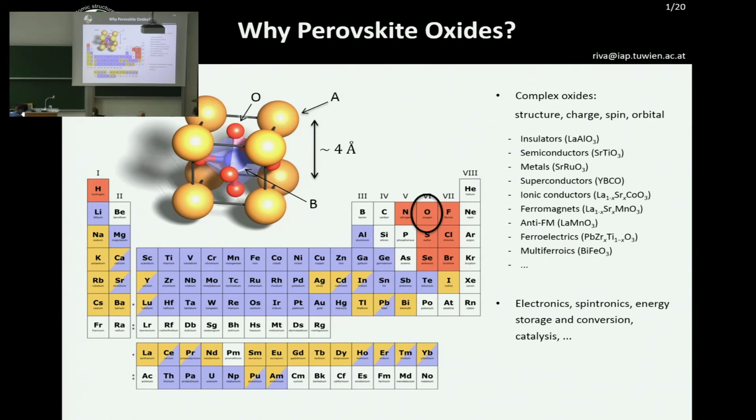And for this reason, they are on the one hand very complex materials, and on the other hand, they are very tunable, meaning you can pick atoms appropriately, and you can induce the properties that you want. So you find insulators, metals, superconductors, multiferroics, whatever you like. And for this reason, perovskites are used, or at least have the potential to be used, in several applications that go from electronics all the way to catalysis.